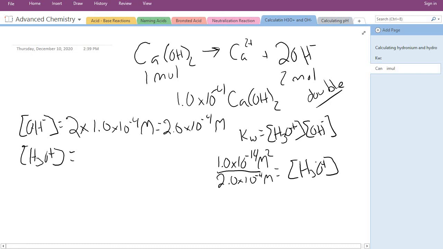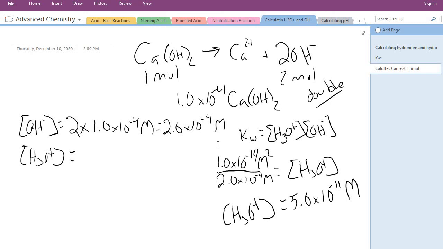When I divide, we have 1.0 times 10 to the negative 14, divided by 2.0 times 10 to the negative 4. You're going to have to use your calculator, so make sure you're putting it in correctly. We are going to find that the hydronium ion concentration is equal to, go ahead and put it in your calculator, 5.0 times 10 to the negative 11 molar. All right, so that is just doing a couple of practice problems with determining hydronium and hydroxide ion concentrations. Now it's time to move on to calculating pH.